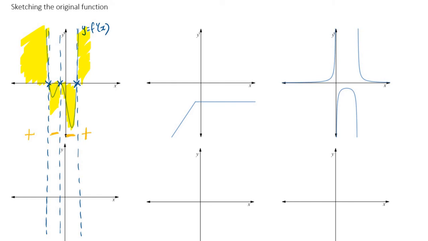So if we sketch that, what we have is a function that increases, hits 0, decreases, hits 0, decreases, hits 0, increases. And you can just extend those extremities a little.